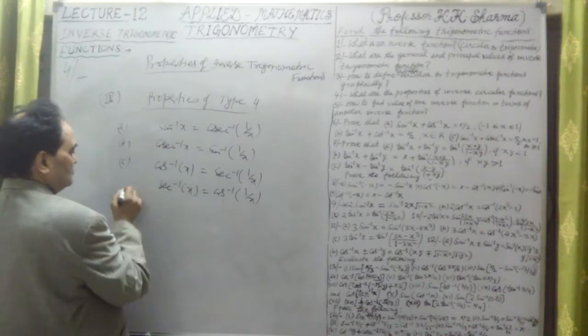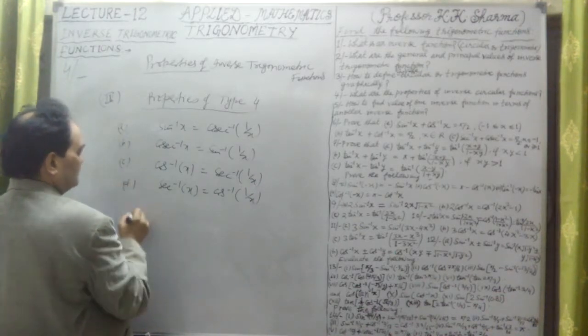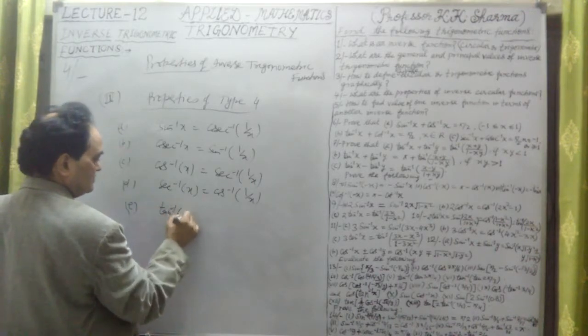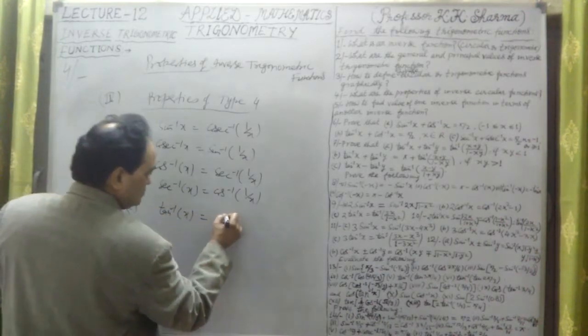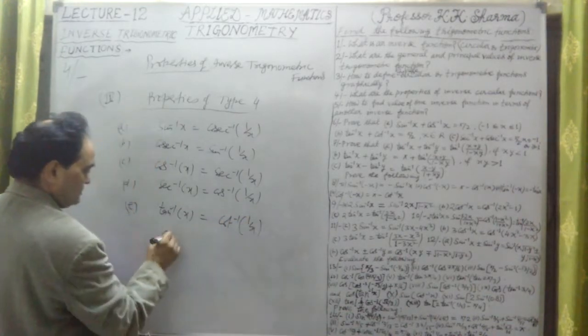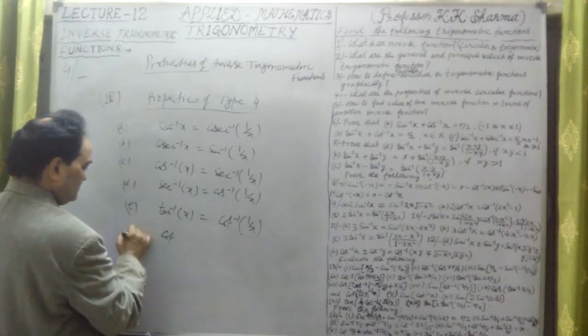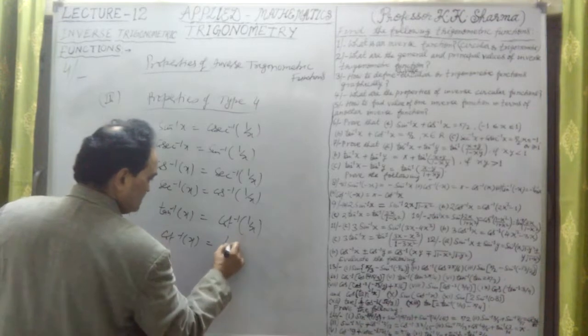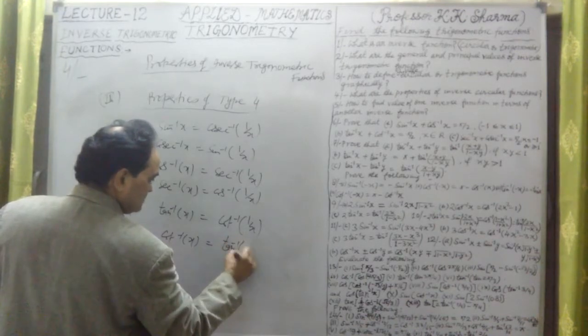This property we will talk about. This is the D part we are taking. Then E: tan inverse x equal to cot inverse of 1 upon x. We will talk about it. And the last, sixth one, is cot inverse x equal to tan inverse of 1 upon x.